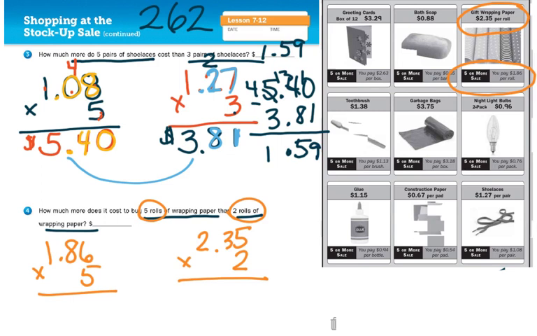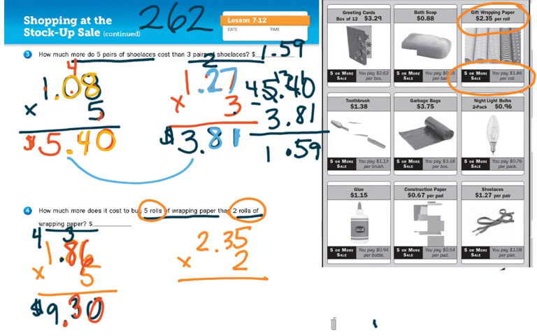6 times 5 is 30. Put down your 0, carry your 3. 5 times 8 is 40, plus 3 is 43. Carry your 4. 5 times 1 is 5, plus 4 is 9. Now, 5 times $1.86 is pretty close to $2. So 5 times 2 is 10. Where would I put my decimal so that my answer is close to $10? Between the 9 and the 3. 2 numbers after the decimal point, 2 numbers behind the decimal point in the answer.